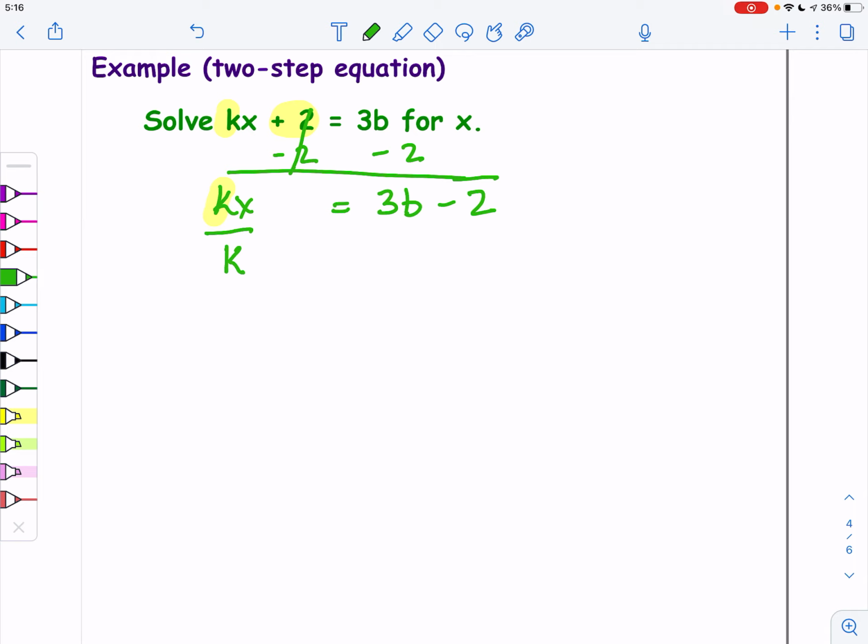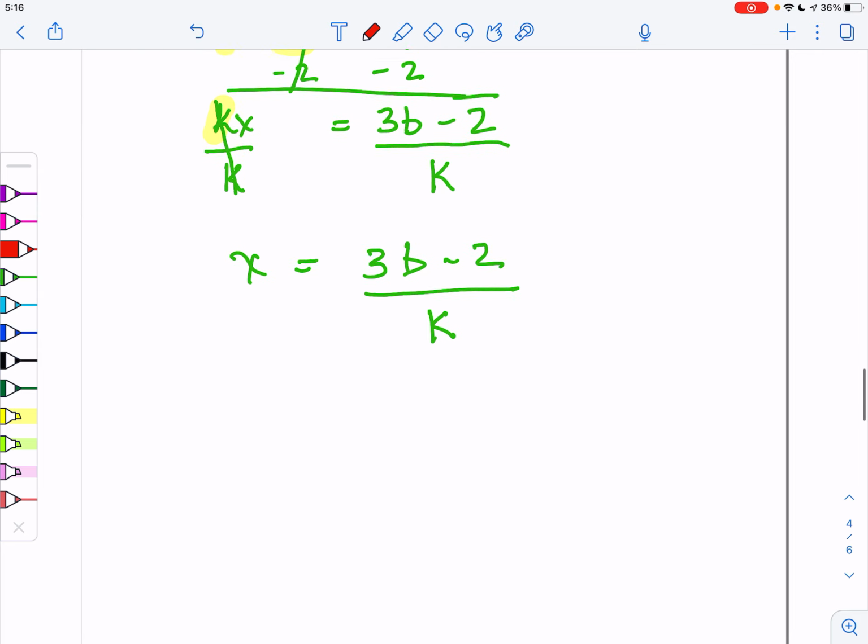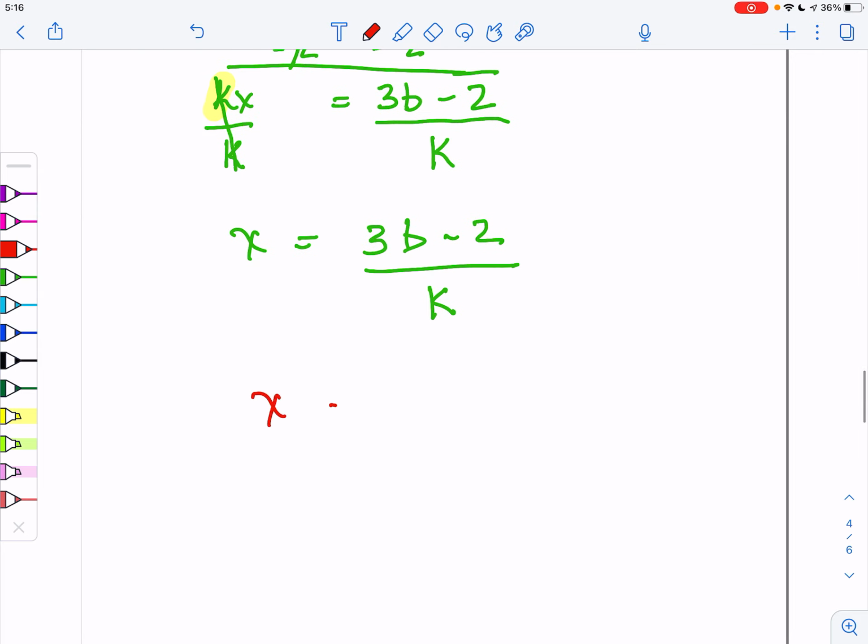If you divide by k on the left, you divide by k on the right. These are gone. You're left with x equals 3b minus 2 over k. This cannot be simplified any further. However, it can also be written as x equals 3b over k minus 2 over k.